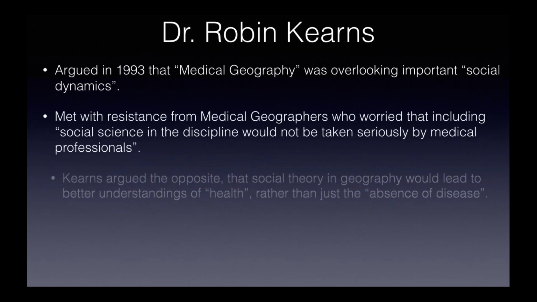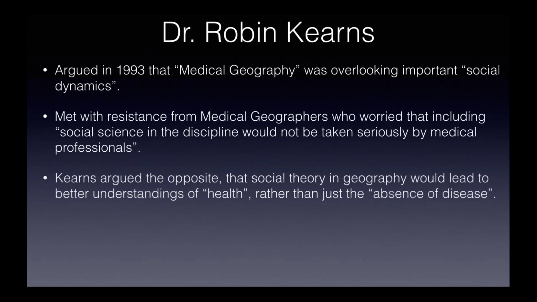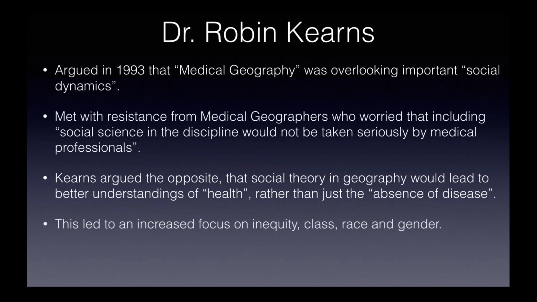Kearns argued the opposite. He said that social theory and geography would lead to better understandings of health rather than just simply the absence of disease. And as a result, this led to an increased focus on inequity, class, race, and gender as being issues that can be understood through geographical methods and then also used to inform health policy and health outcomes.